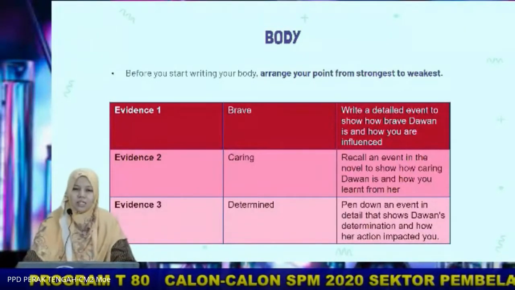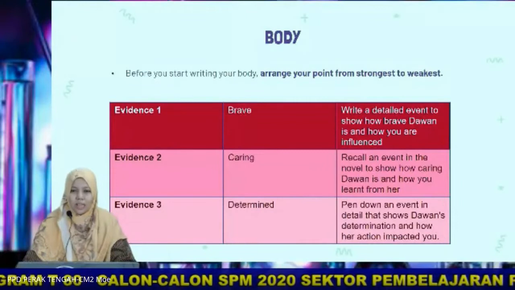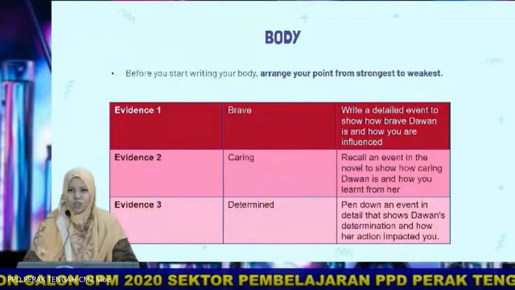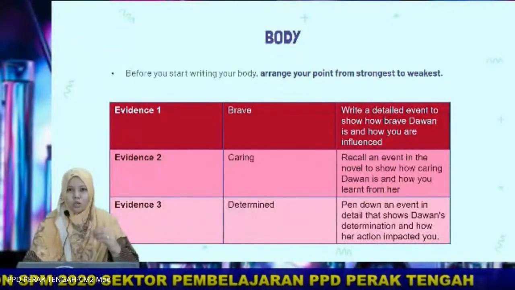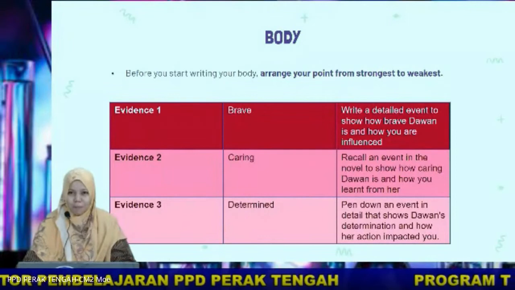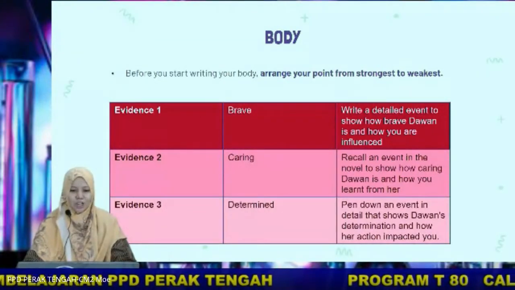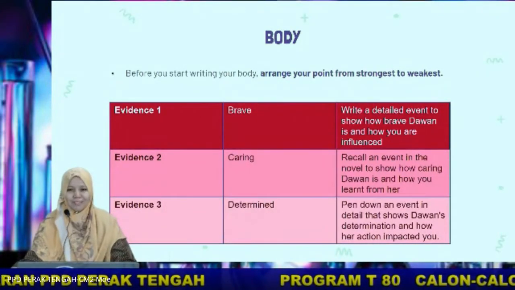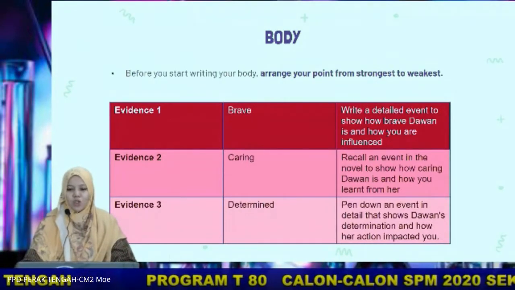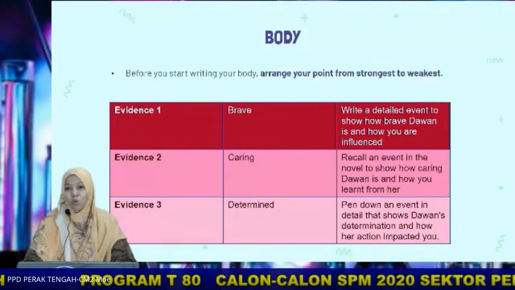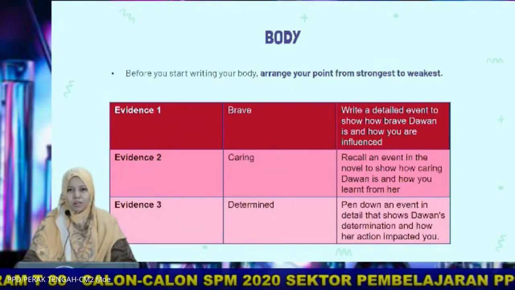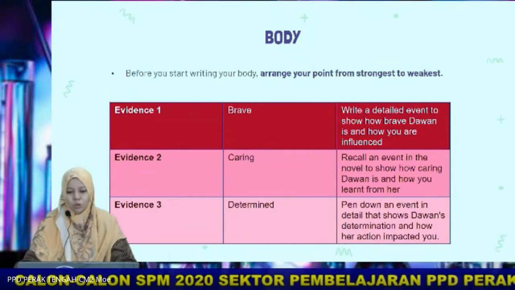This is the body or the content, the delicious part of the burger. Your patty, your vegetables, your cucumber, your pickles, your mayonnaise, your black pepper sauce that is in your prosperity burger. Okay, before you start writing your body, arrange your points from strongest to weakest. Okay, here I have already given you the points. Point number 1, 2, and 3.